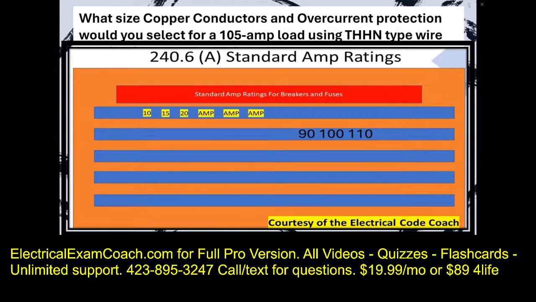I've seen them, I've worked with them out in the field, but they're not very common. Usually out in the field, we'll jump from a 100 to a 125 for like sub-panel sizing. But you have to be careful here. Always go to the table because the correct answer for this question is actually a 110 amp breaker.